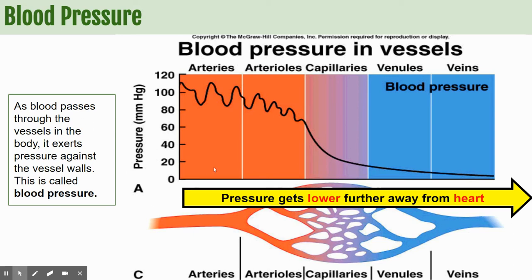So as you get farther from the heart, that pressure on the walls of the vessels is going to be a lot less, right? That's why veins have to rely on other things to get that blood back to the heart. They don't have the pressure from the heart. So blood pressure is high in arteries, blood pressure is low in veins. Okay, goes that way.